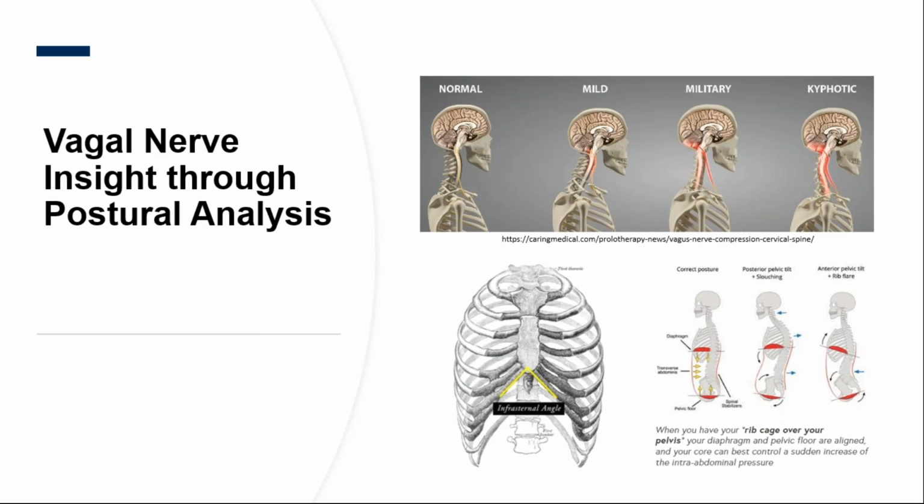Well, let's look here. In this model, you have normal head posture, which has a normal curve. You can see in that first picture, there's very little red. That red, as it goes on to mild, military, and kyphotic, that's actually the vagus nerve and the surrounding musculature that would put tension on the vagus nerve. So in a normal head posture, you see there's really little tension or inhibition of the vagus nerve.